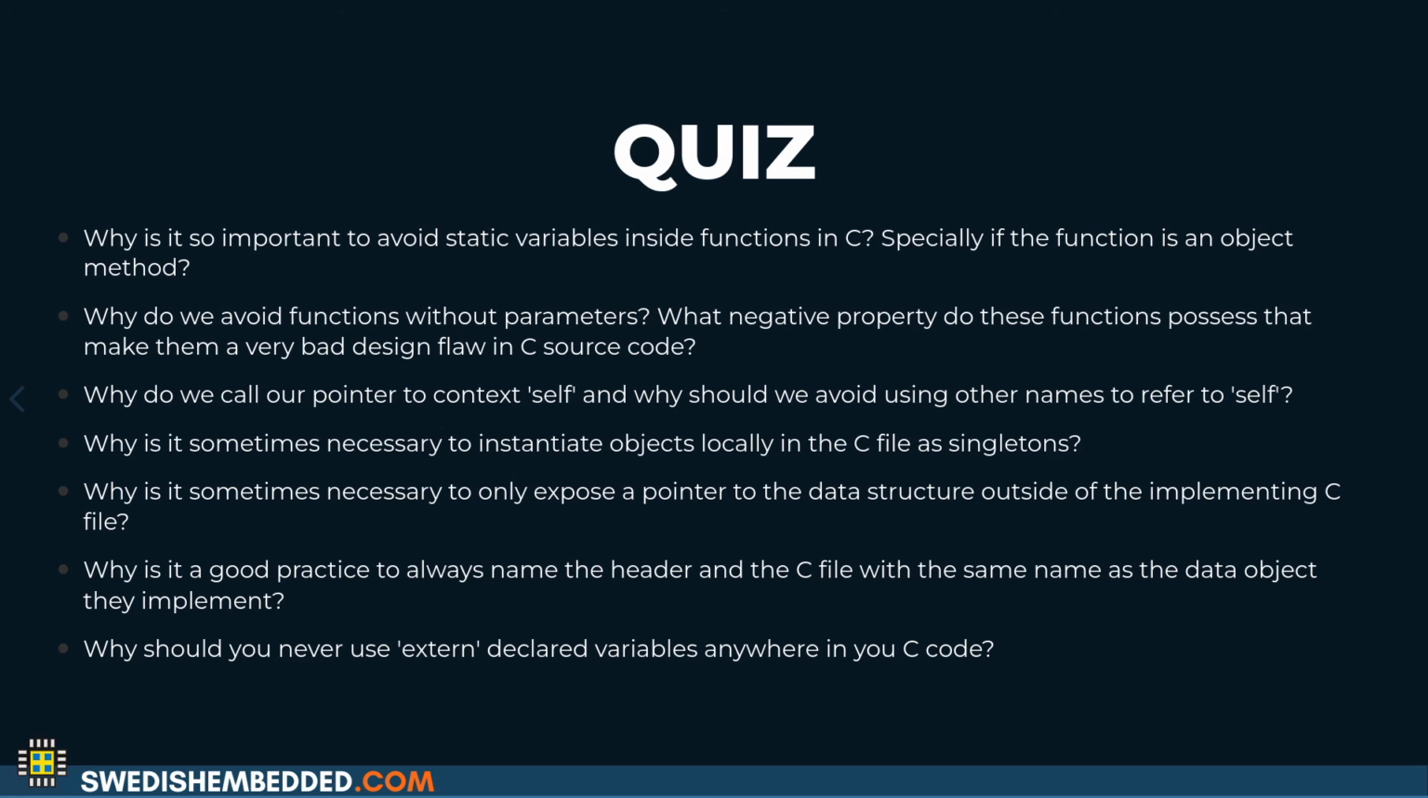And lastly, why should you never use extern when you're referring to your data? What is the biggest problem with using extern? How can you guarantee that that data is not modified while you're running your function by just some random code somewhere else?